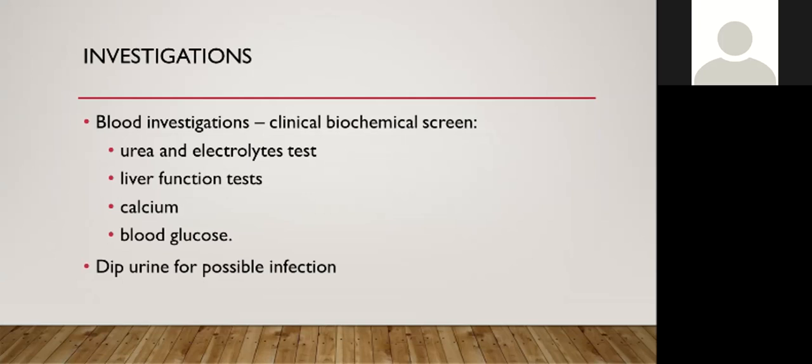Liver function tests: hepatic encephalopathy and jaundice itself can cause vomiting, so you need to do LFTs. Calcium, and blood glucose, since it could be hyperosmolar, so look for the blood glucose level. And again, dip the urine for any possible infection. Infection can cause nausea and vomiting, so dip the urine.